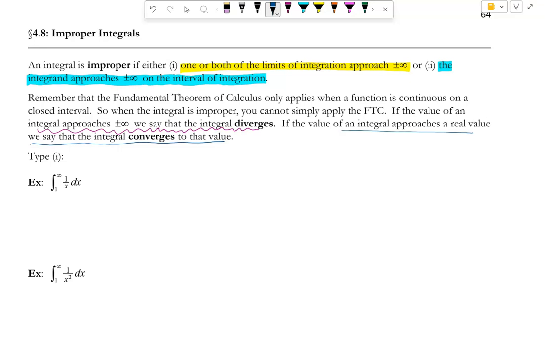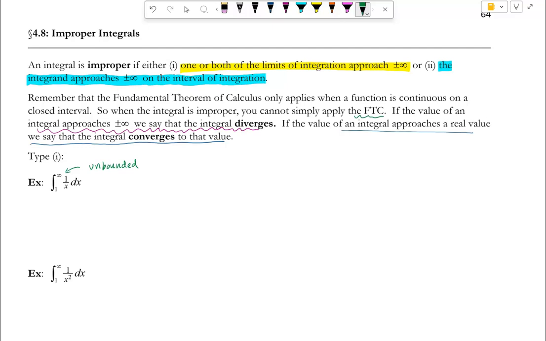We cannot just apply the first fundamental theorem of calculus, the FTC, because when we read about the FTC, we know that it only works if a function is continuous on a closed interval. And so again, in this first example, when that limit is infinity, this is unbounded. Well, it would help if I could spell that. Unbounded. The function is going to be continuous, but this is not a closed interval.